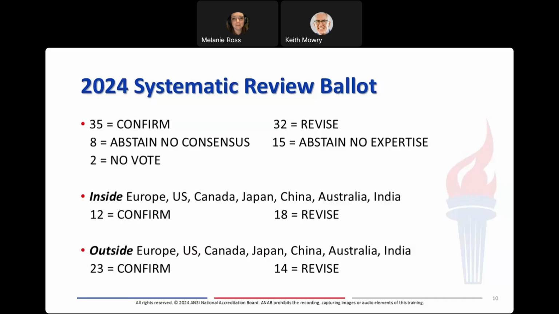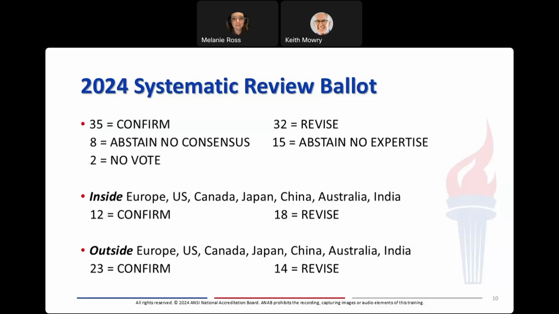And I'd like to just briefly look at these numbers. Note that of the members who voted, 35 voted to confirm 17065, 32 voted to revise. Okay, so simple majority. We'll talk about this in a minute, but simple majority generally makes the decision about a systematic review ballot.